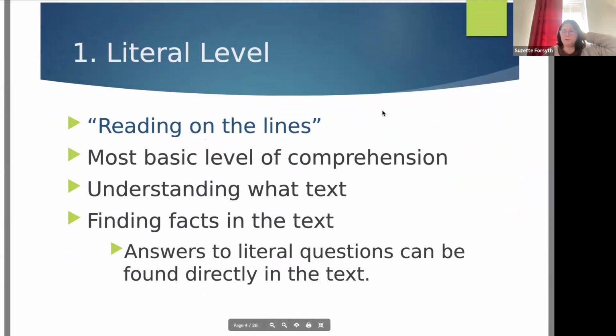So literal level, the most basic level of reading, on the lines, as we said before, and it's just understanding what the text means. What is the author directly stating in this? So you'll have questions where you have to find facts in an article or a textbook chapter or something, and they're there for you to find. It's very easy to find them. So answers to literal questions are right in the text.